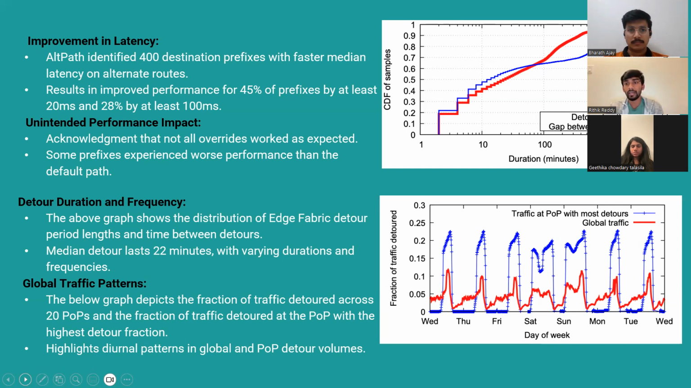So the above graph is a distribution of Edge Fabric detour period lengths across time and between detours. This figure mainly includes two lines, one red and one blue, representing the complementary cumulative distribution function for two different metrics related to network traffic managed by Edge Fabric. The red line is called detour duration and the blue line is called gap between detour duration.